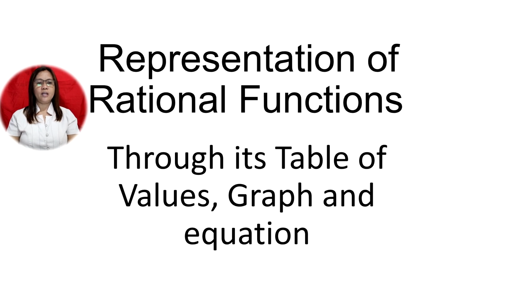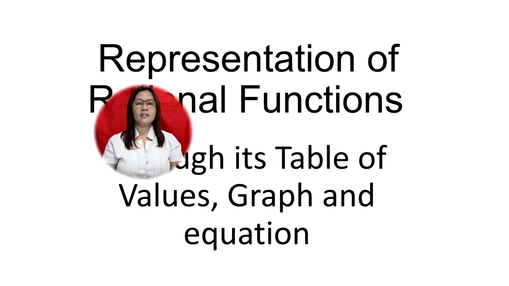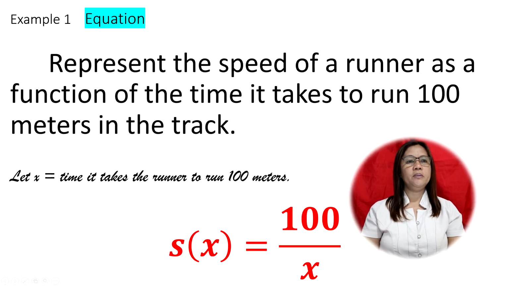Representation of a rational function through its table of values, graph, and equation. Example number 1, through equation. Represent the speed of a runner as a function of the time it takes to run 100 meters in the track. Solution. Since the speed of a runner depends on the time it takes to run 100 meters, we can represent speed as a function of time. So, let x be the time it takes the runner to run 100 meters. So, the speed can be represented as s of x is equal to 100 over x.